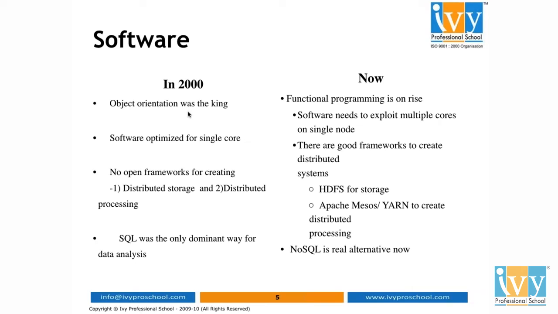So till 2000, object orientation was the king, and software was only optimized for single core because there were single core machines. There were no open frameworks; you had to do it on your own for distributing the data and doing the processing. And for analysis of data, SQL was the only way. So most popular were object-oriented languages, and for data analysis, SQL. That was there until 2000. But now functional programming is on the rise. That is the important part that is coming up: functional programming.